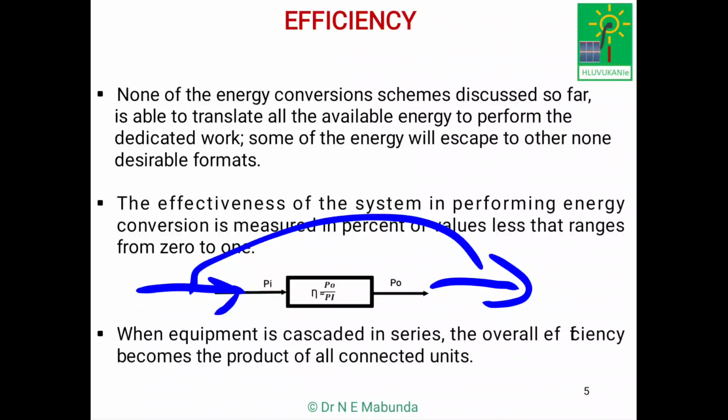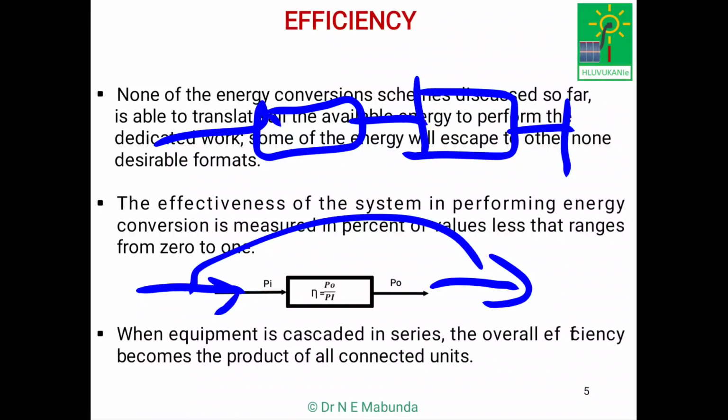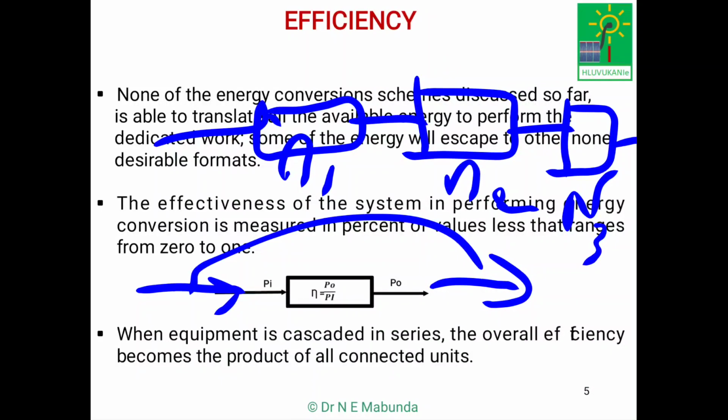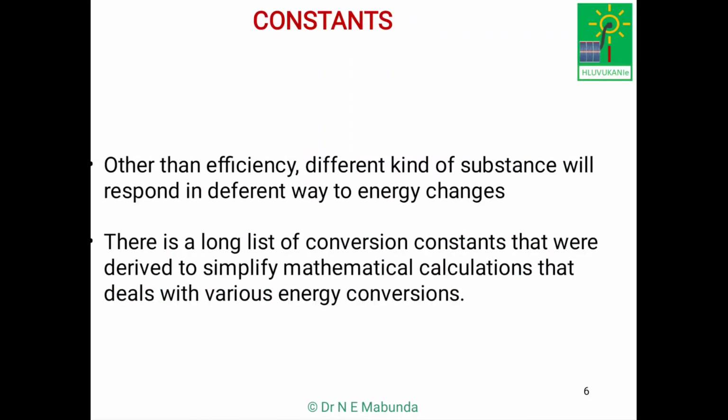But now imagine a system, a network, where you've got more than one unit. So the total efficiency, if this is efficiency 1, and that's efficiency 2, and efficiency 3. If you multiply all the efficiencies together, you're going to get a total efficiency. So that's how you get an aggregate efficiency for various systems that are interconnected.